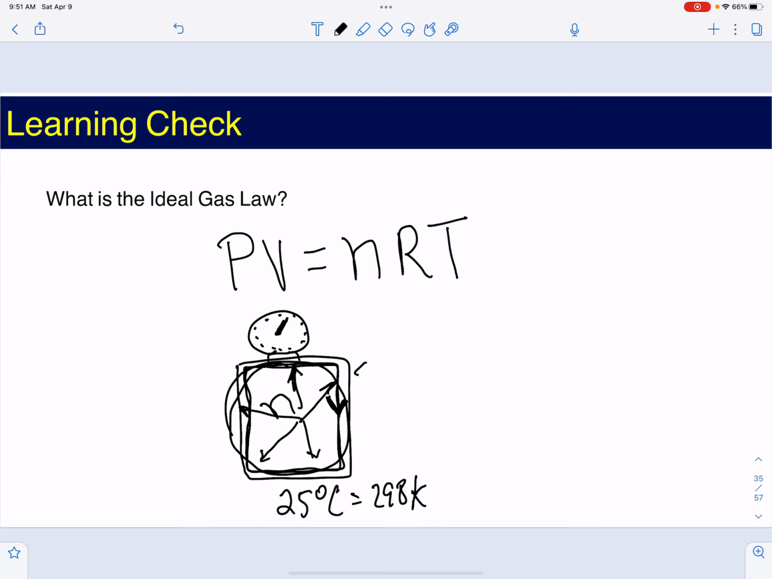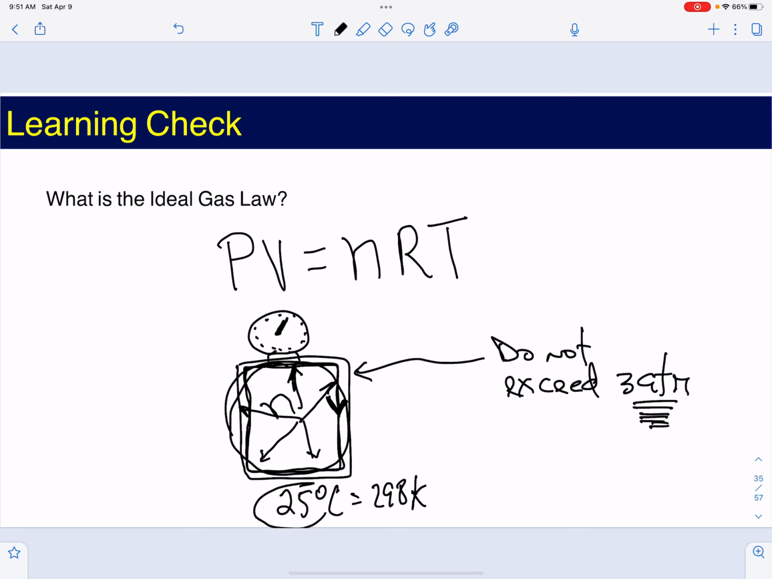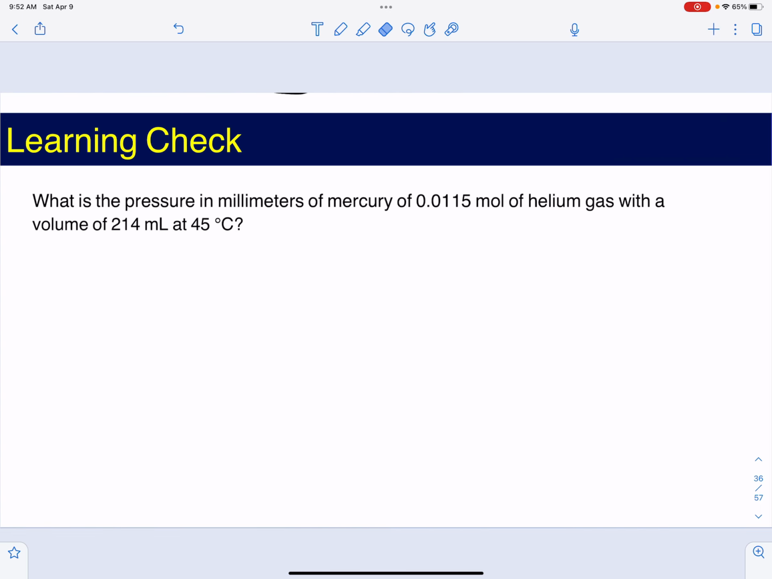And if you bought this container and the manufacturer told you do not exceed 3 atmospheres, it would be super important for you to know the maximum temperature that will give you that value, or even how much gas you can put in there. So like I mentioned before, the ideal gas law is used by engineers, by medical technologies, and all that to be able to know the limitations of the system they have. So let's do a problem with it.